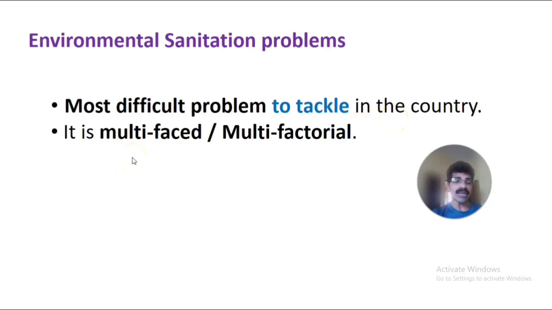Okay, as it is a multifaceted or multifactorial problem. Because there are a number of factors that affect environmental sanitation. For example, pollution, which includes water, air, soil, food, etc. Like that, there are different factors contributing to environmental sanitation. Thus, it is the most difficult problem to tackle in our country.